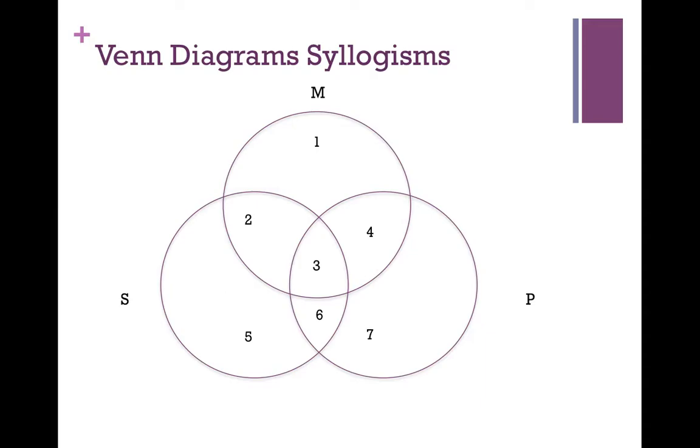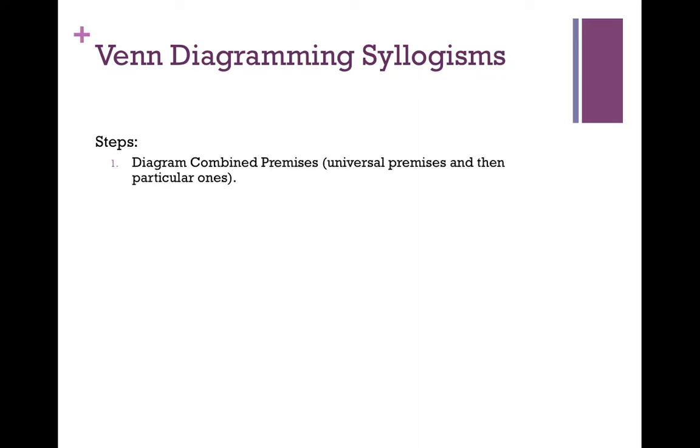And then we also construct a Venn diagram for just the conclusion. And so the steps here, I just want to show you the steps, spell it out for you. For Venn diagramming a syllogism, first we diagram the combined premises. And I have in parentheses here, you'll see you do the universal premise and then the particular ones. I'll come back to why that is. I'll talk about that in a minute.